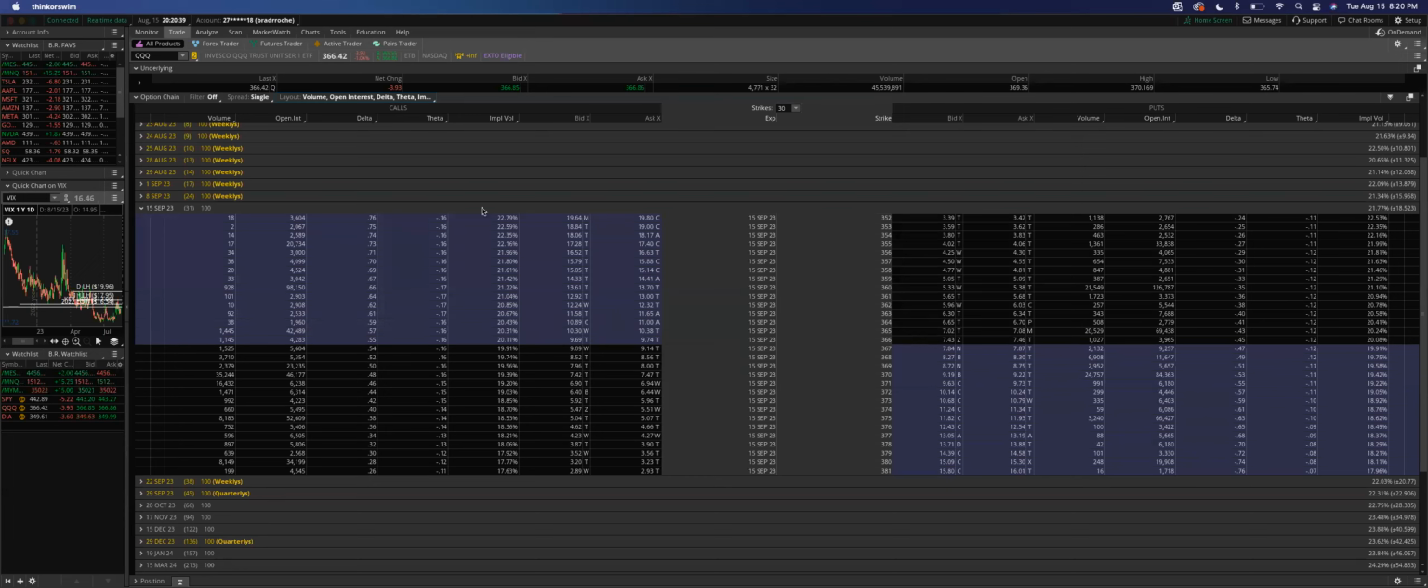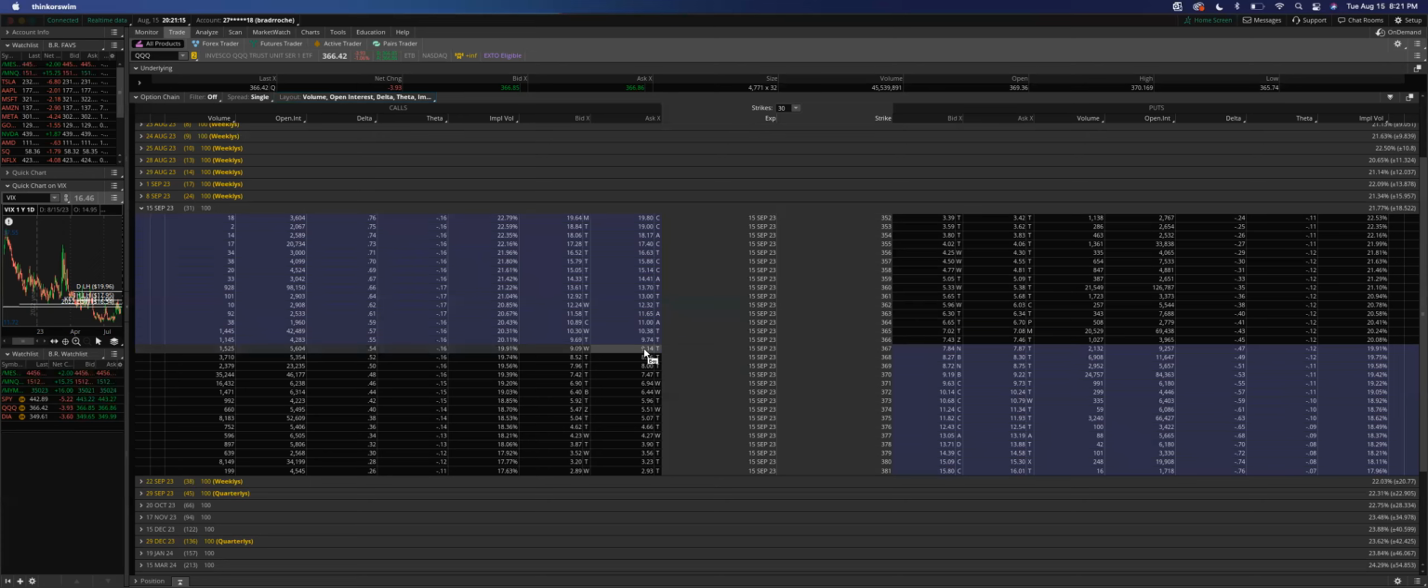We're at 366.42 right now. So the 366 call is in the money because we already passed that price. The 365 is in the money. The 364 is in the money, but the 367 is not in the money. We're at 366.42, so the price is below 367, which makes this out of the money.